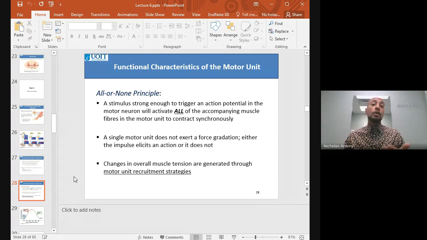Perfect. And because everything is organized in the neurological system, the way that we selectively choose different motor units when we contract our muscles by a certain amount follows specific strategies, and those are what we call motor unit recruitment strategies.